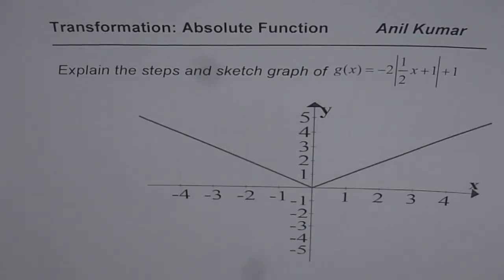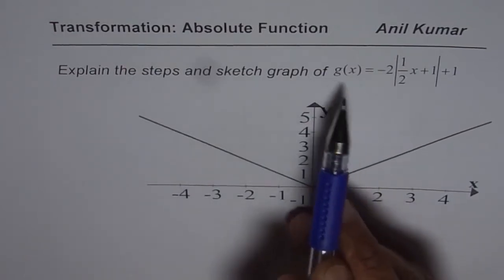The question here is, explain the steps and sketch the graph of g of x equals minus 2 times the absolute value of half x plus 1, plus 1. You may pause the video, copy the question, sketch the graph, and then compare the answers.